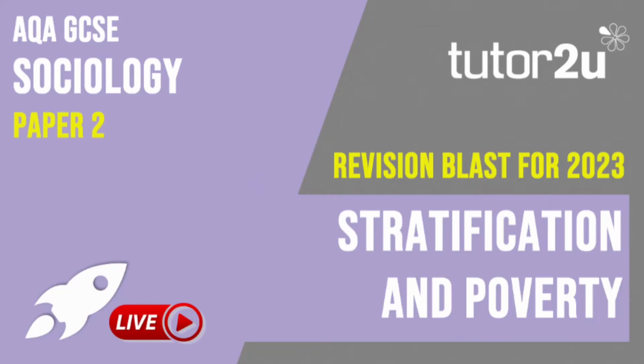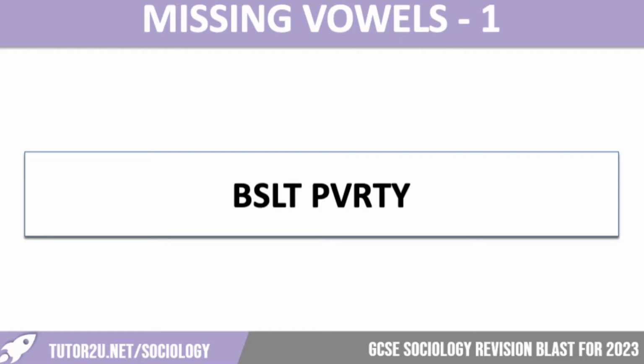Welcome to this AQA GCSE Sociology revision blast. Today we are focusing on stratification and poverty, which is part of paper 2. We're going to start this revision blast with a round of missing vowels.